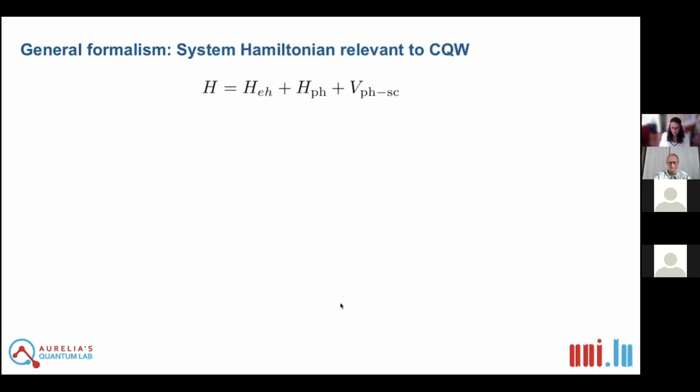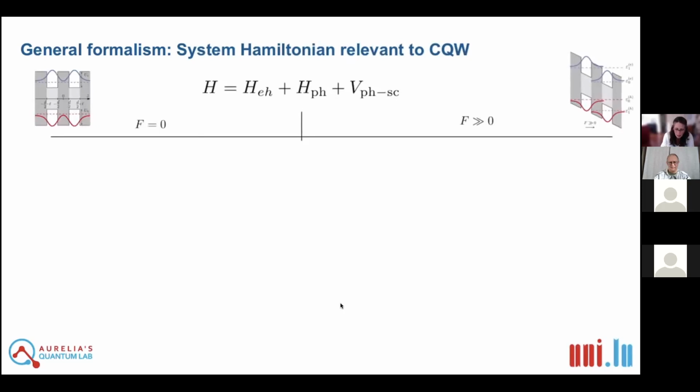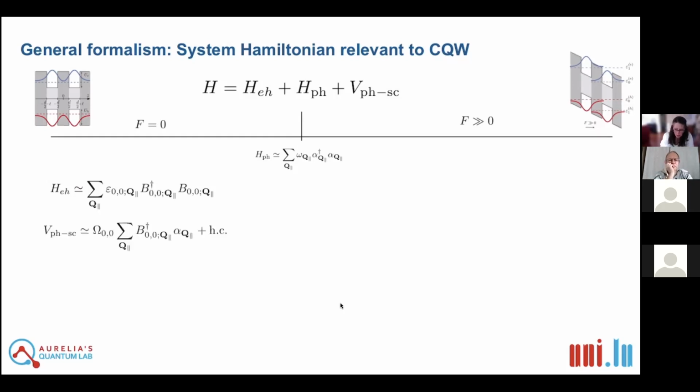So if I summarize this on one slide, what is the system Hamiltonian that is relevant to the structure that we consider? I will denote two different cases: the case where there is no field and we have this hybrid structure, and the case where there is high field. In both cases, the cavity photons are not influenced, and it's a collection of harmonic oscillators. In the case where there is no field, we consider only the ground state excitons, so only the pair with the electron being in level 0 and the hole being in level 0. Here we have only one pair that we consider.